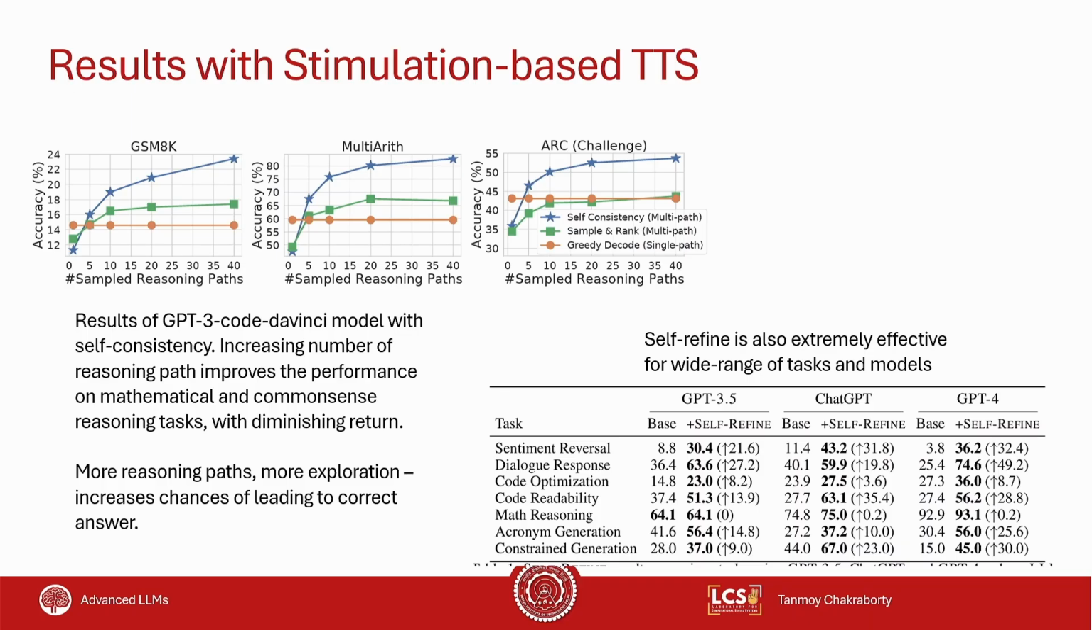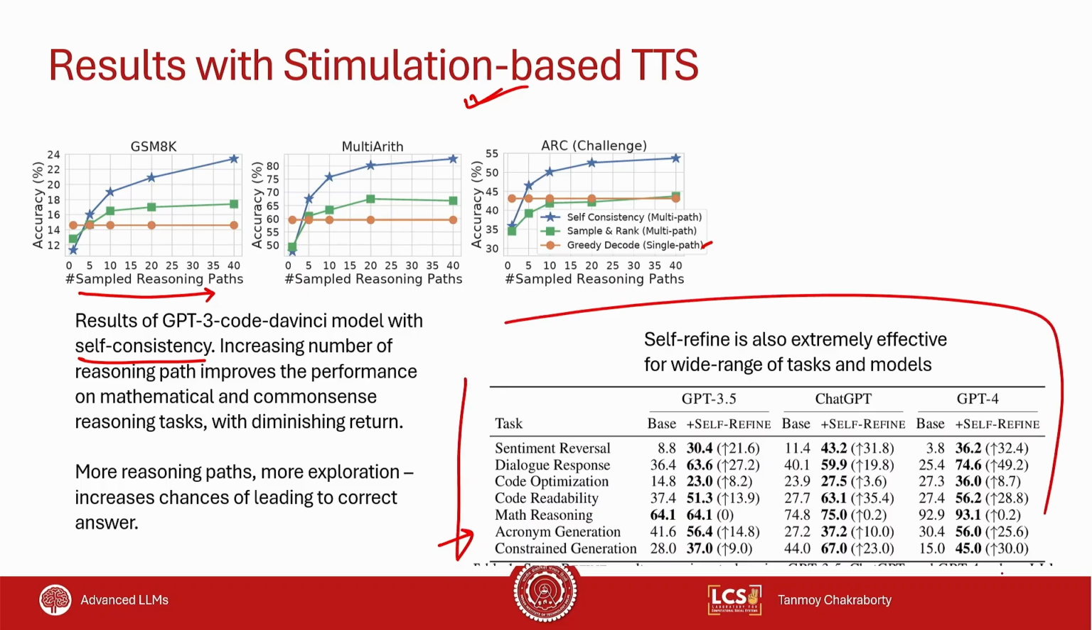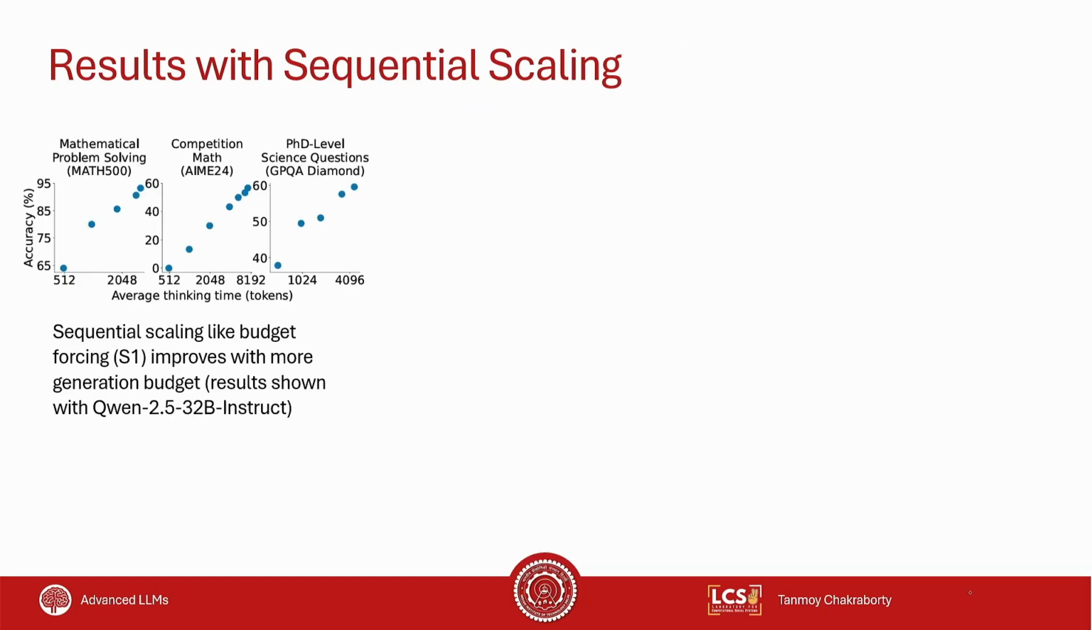So these are some of the results that I wanted to show. For example, if you look at the self-consistency paper, self-consistency is majorly majority voting, right? I think I already showed this figure earlier. With the increasing number of reasoning paths, you see the accuracy increases. It is even better than greedy decoding and sample-and-rank decoding. In fact, this is the result of the self-refine paper, and it also outperforms other approaches.